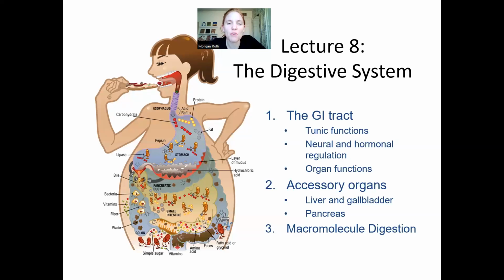Hi everyone, so now we're going to do the digestive system. I'm going to start with an overview of anatomy. We're going to talk about the layers of the intestinal wall, like we've seen before in anatomy. We'll talk about neural and hormonal regulation, and then we're just going to work our way through the GI tract, starting with the mouth and going all the way through. Okay, so let's do it.